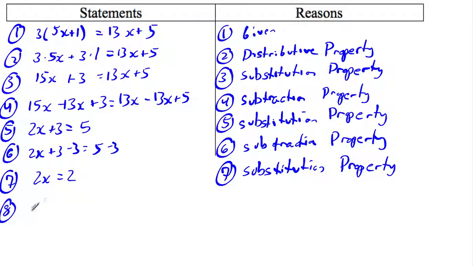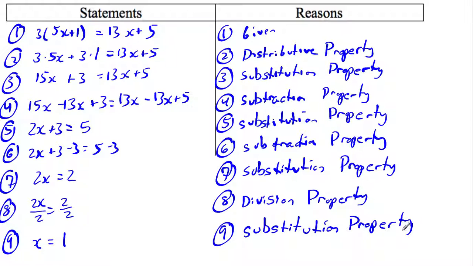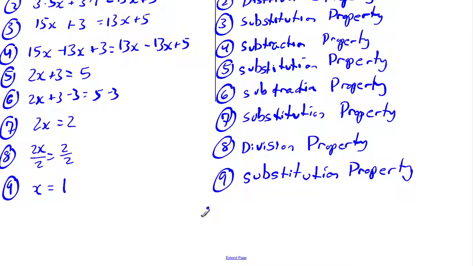And now I can divide both sides by 2. So if I divide both sides of an equation by 2, I'm using the division property. And what is 2 divided by 2? Well, that's 1 and 1. So I get that x is equal to 1 by substitution. I got x by itself. I showed that x is equal to 1, so my proof is complete.